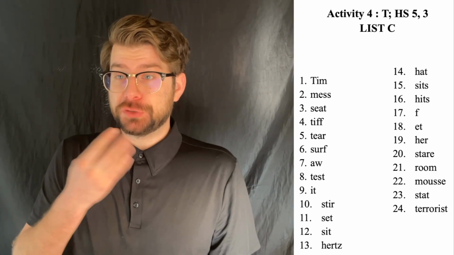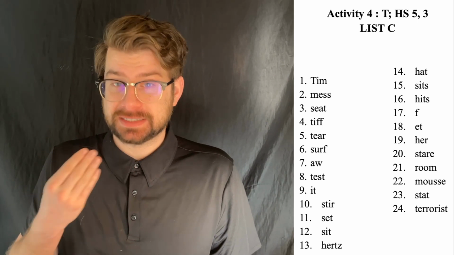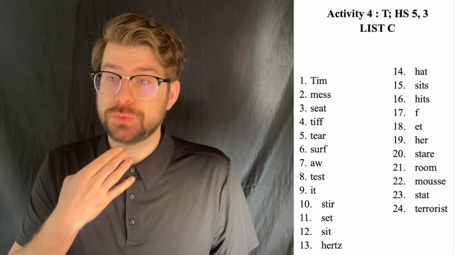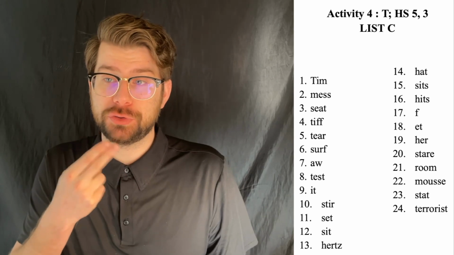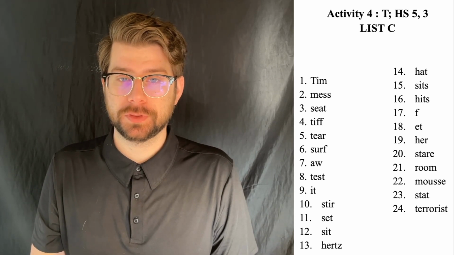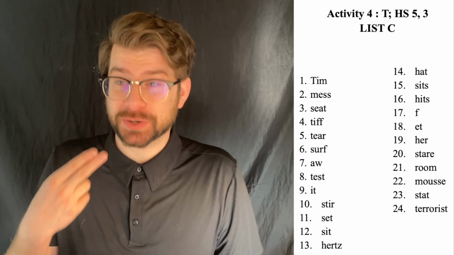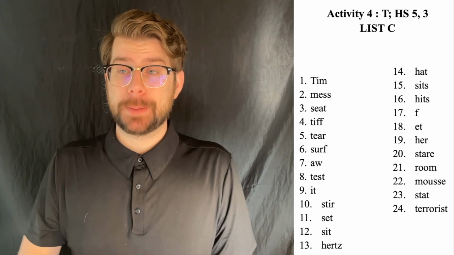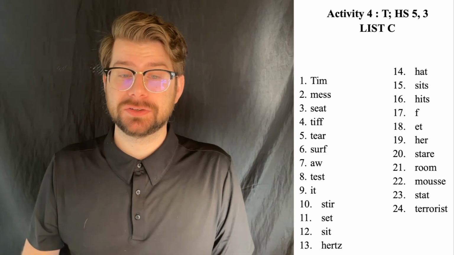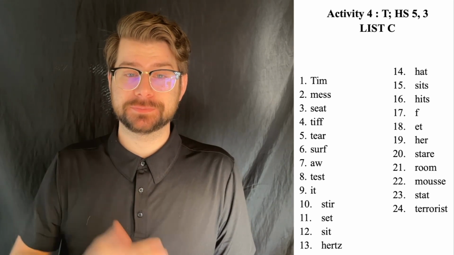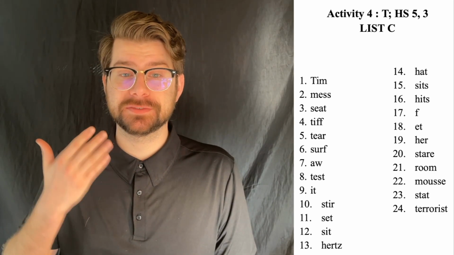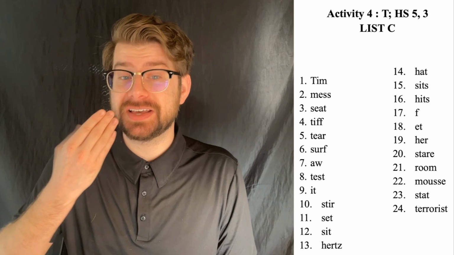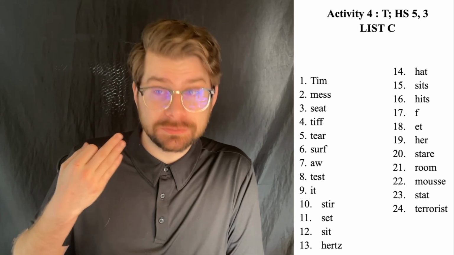So now for some review before we move on to the next lesson, we have activity 4. So pause here to do that activity and then I will cue them with you. So to cue these words, we're going to cue Tim, mess, seat, tiff. That could be, number 5, could be tear or tear.